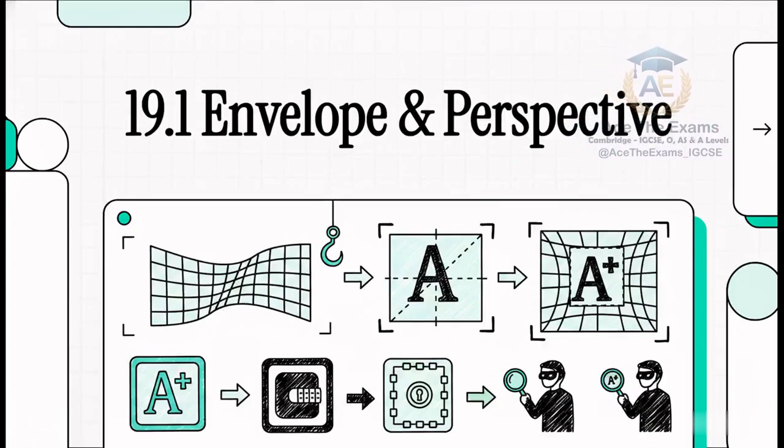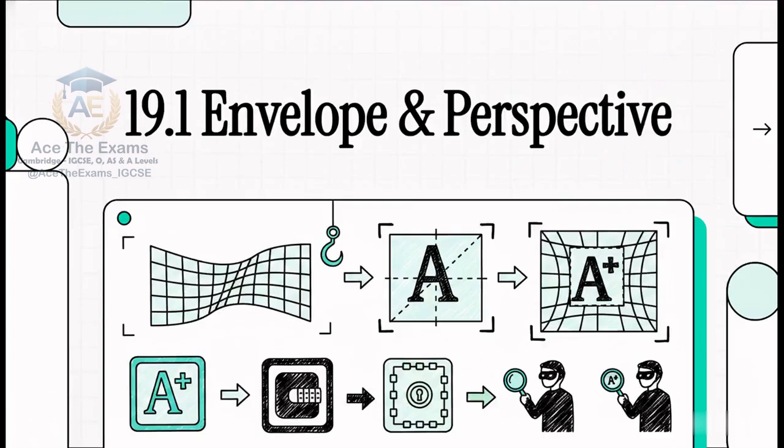We are going to look incredibly closely at the syllabus code 9626 today. And to pull off this heist successfully, we really need to understand the underlying mechanics of the vault itself. Topic 19.1 is notoriously tricky. It's all about manipulating vector graphics using envelope and perspective tools.